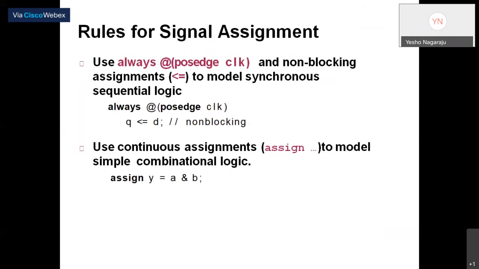Okay, so let us summarize the rules for signal assignments. If you see a clocked always block and a non-blocking assignment, what is the logic that we are going to infer? It's a synchronous sequential logic. And if we see assign statements, then that would be realized as combinational logic. Very simple, right? Now everybody can understand which logic would result in sequential blocks, or which in combinational logic. Then you can describe your hardware better.